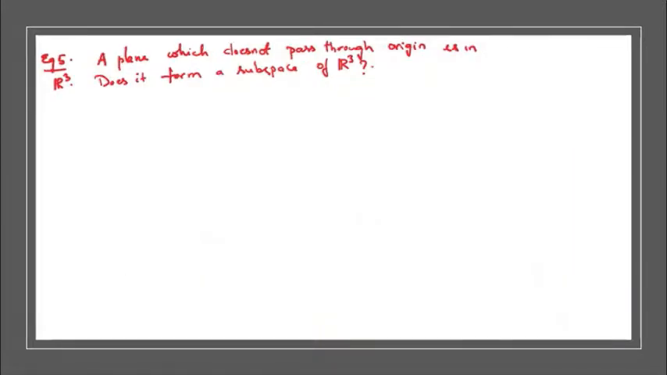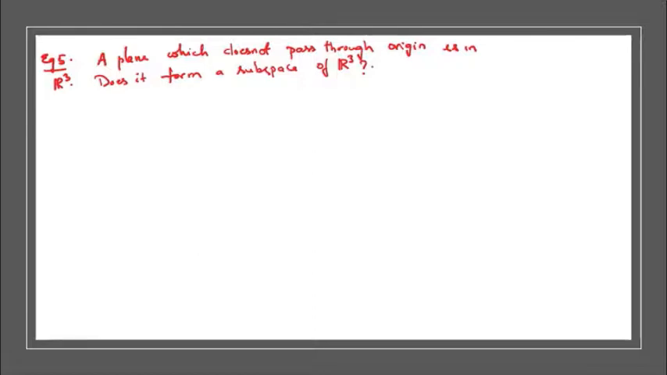Last example I'm going to give here is a plane which does not pass through origin in R3. Does it form a subspace of R3? So the given vector space is R3. Before doing it algebraically, let us look at it graphically, or I can say geometrically.